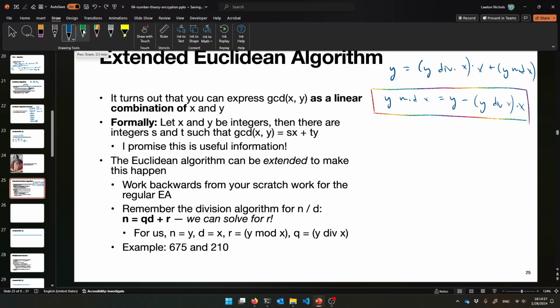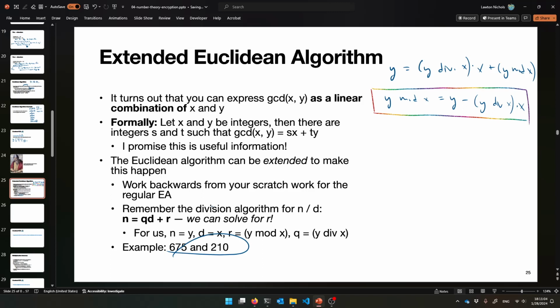Let me show you an example, with 675 and 210. Okay, so you're going to write them out, even if you do it backwards. If this is your y, this is your x. You're going to write it out backwards: 210, 675, and they will flip each other. All right, so you get this.